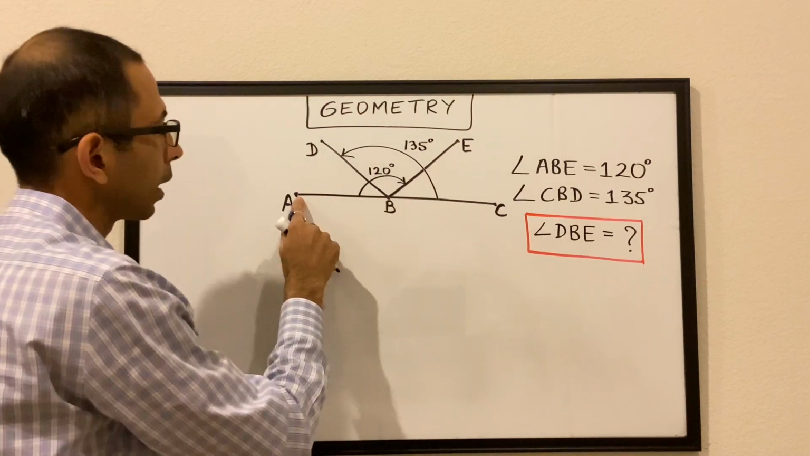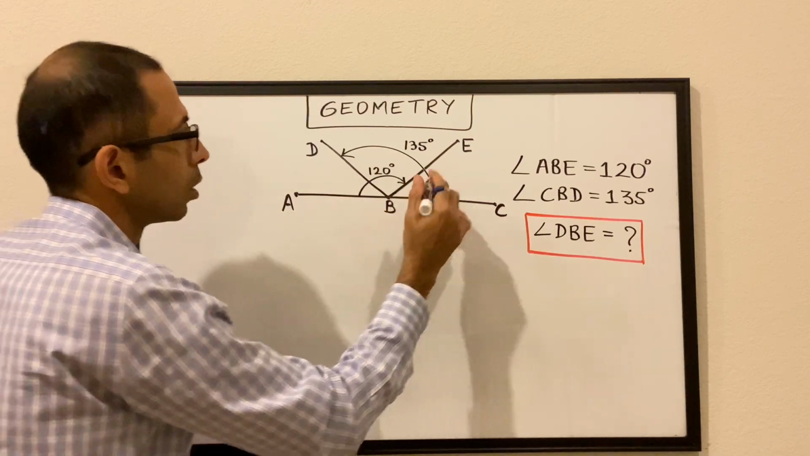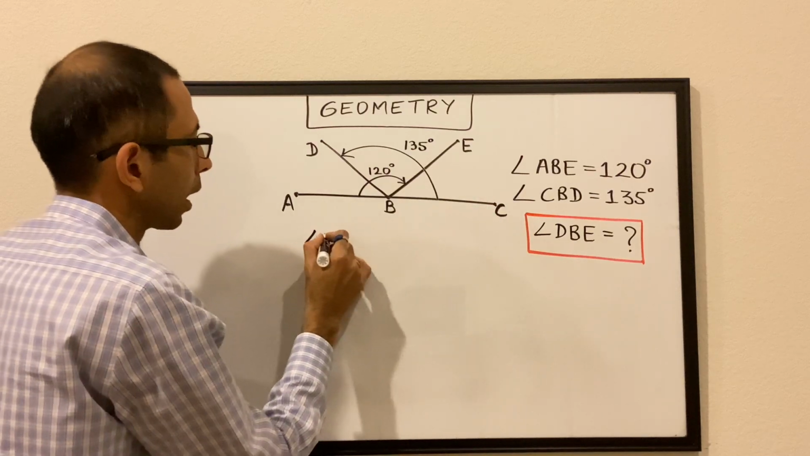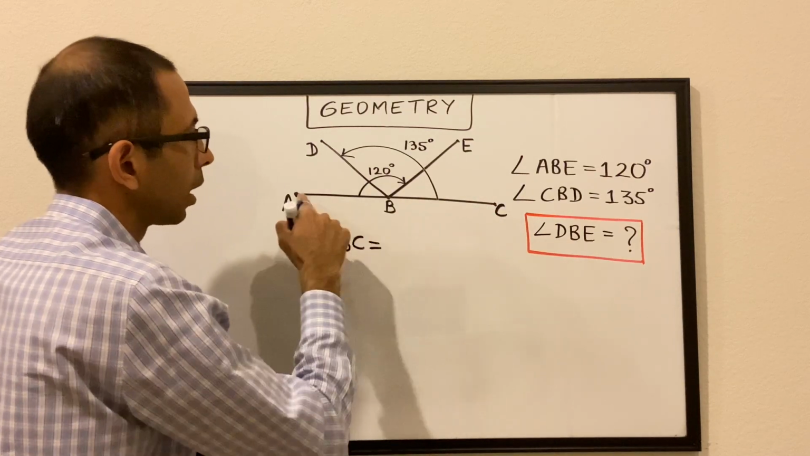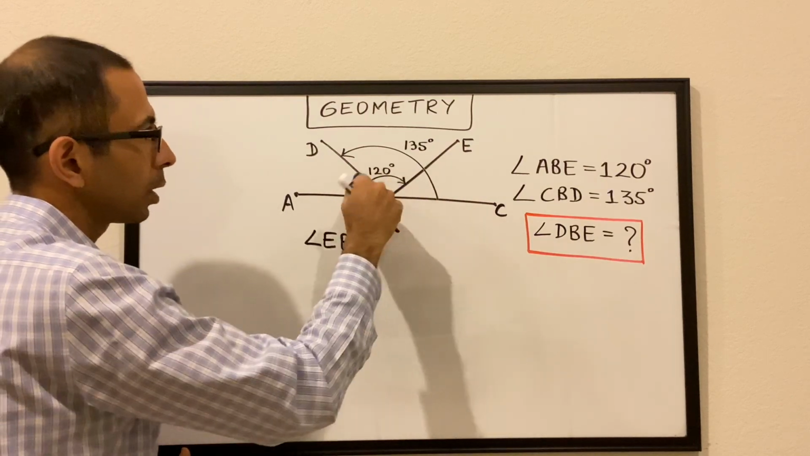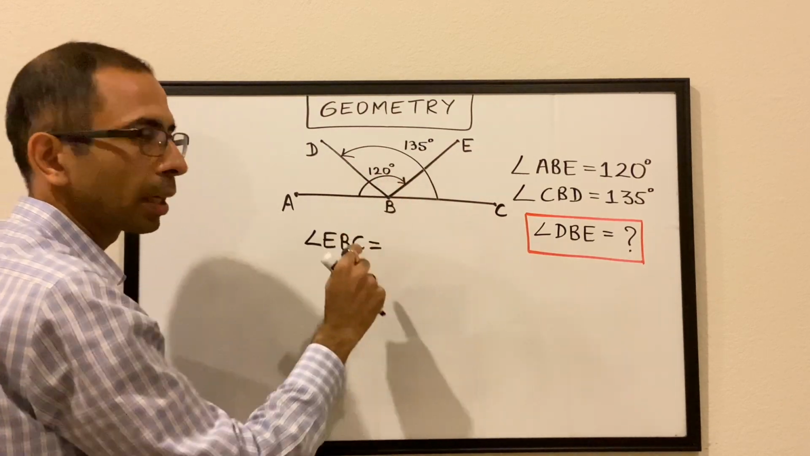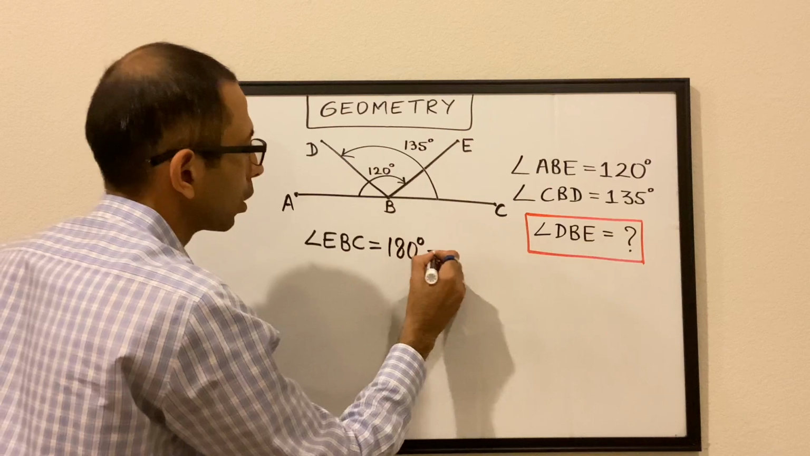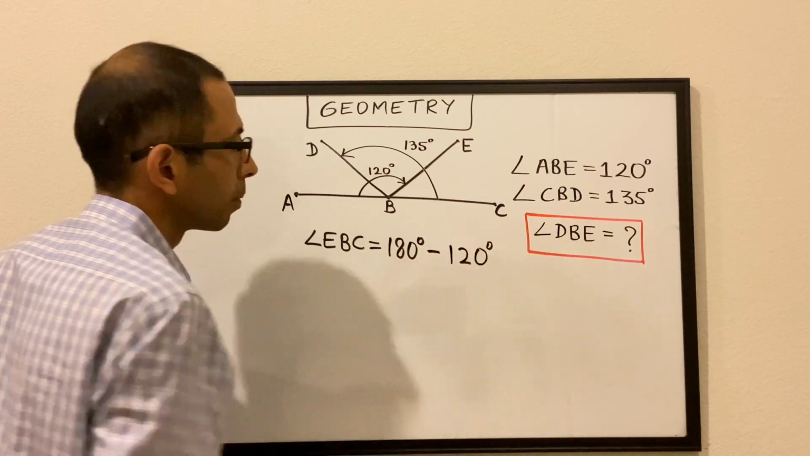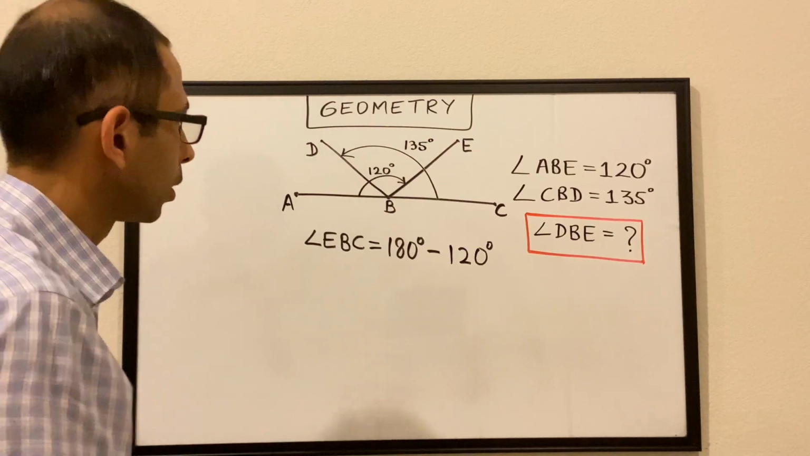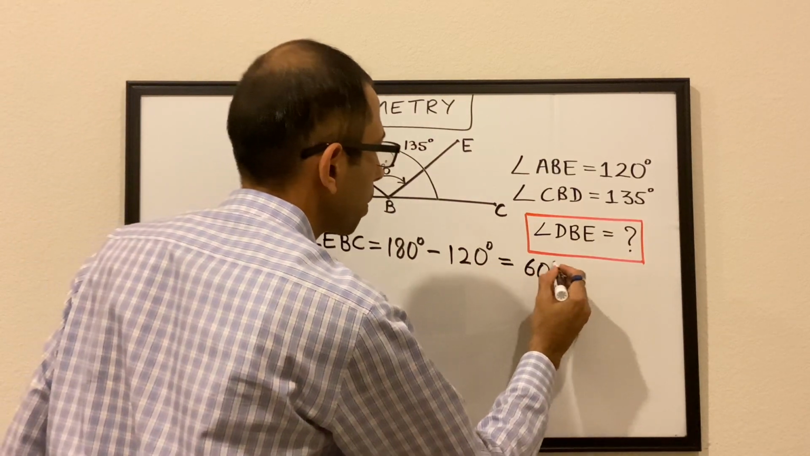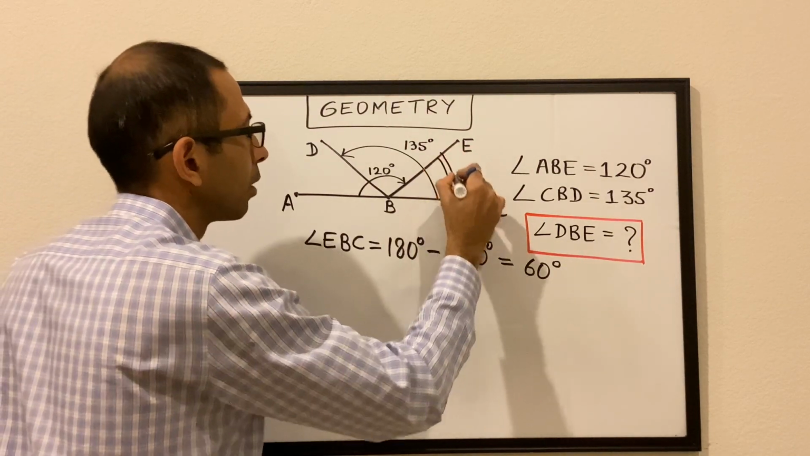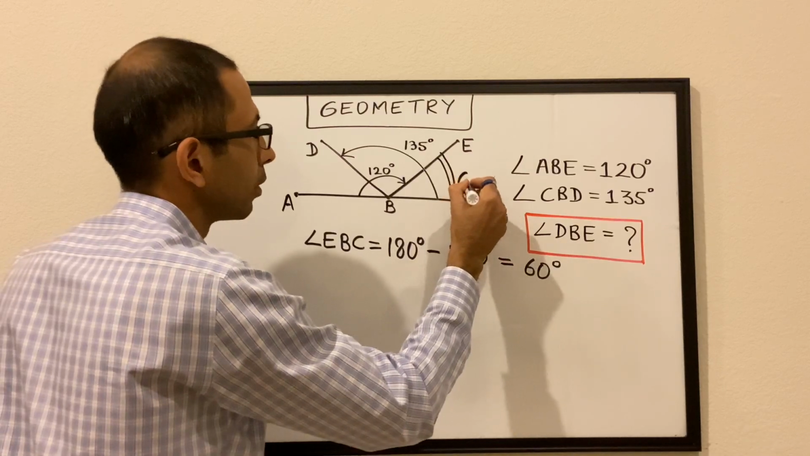Now, if you see angle ABE is 120 degrees, so the remaining angle EBC would be 180 minus 120 because these two make the straight angle pairs. So angle EBC is equal to nothing but 180 degrees minus 120 degrees, correct? Again by the straight angle pair, which is equal to 60 degrees. So very clearly, immediately we are able to find that the value of this angle is 60 degrees.